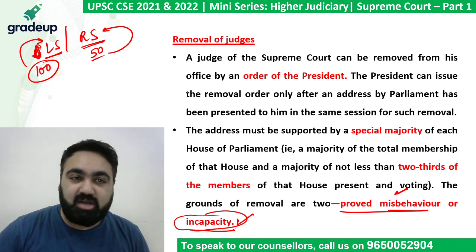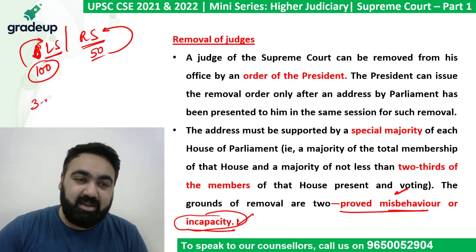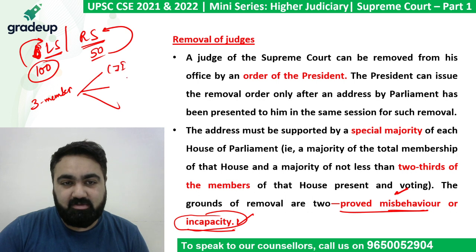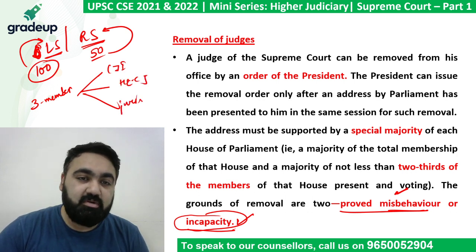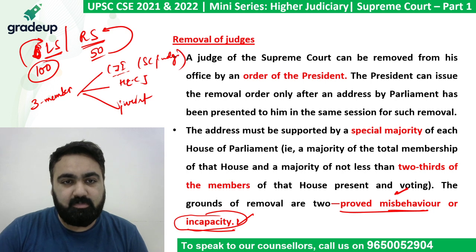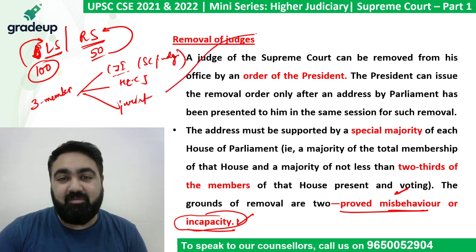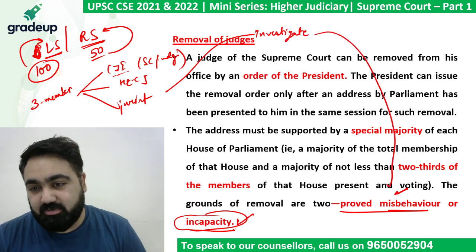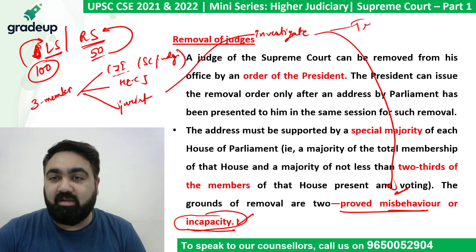If he wants to start the proceedings, then a 3-member committee or commission will be set up. These 3 members will be the Chief Justice of India, a High Court Chief Justice, and a jurist. If the proceedings are against the Chief Justice of India only, then there would be some other Supreme Court judge. This panel will investigate whether the charges are true or not on these 2 grounds. If they think the charges are true, then the voting will start.